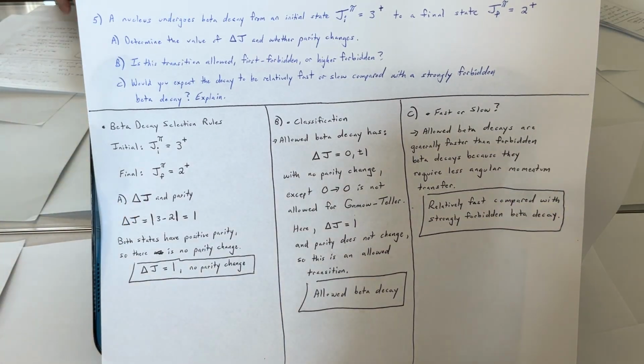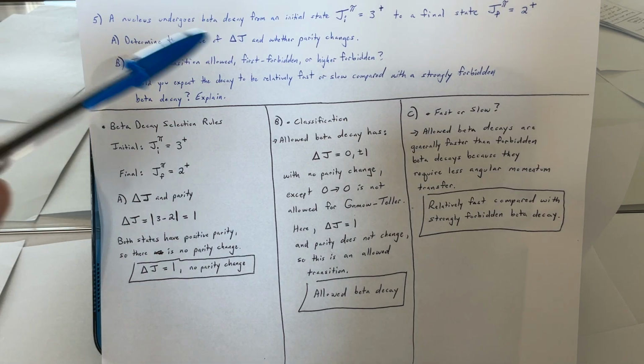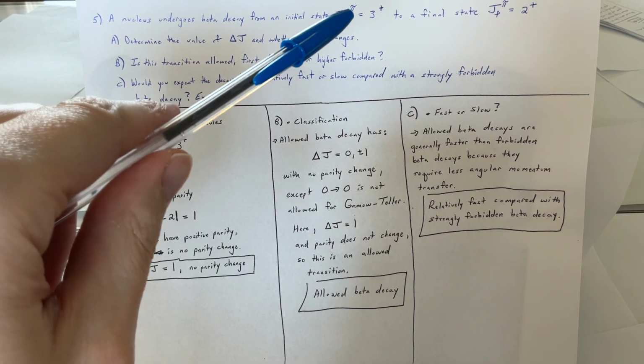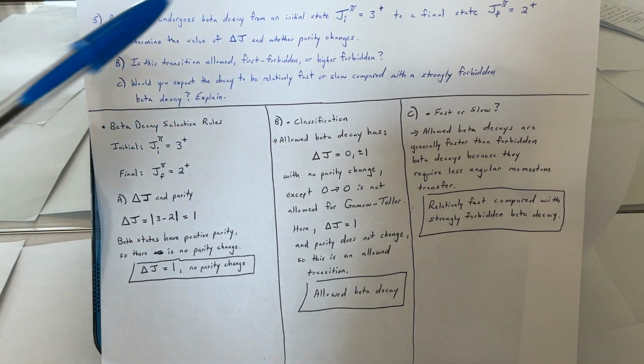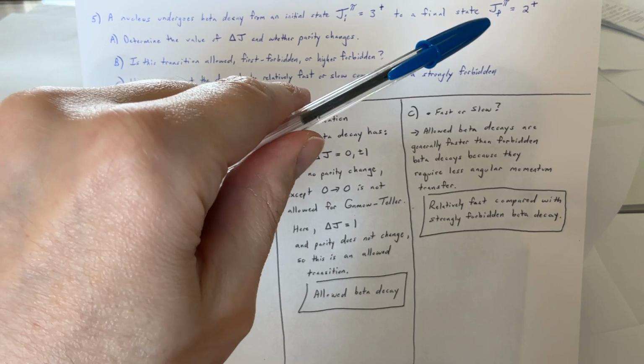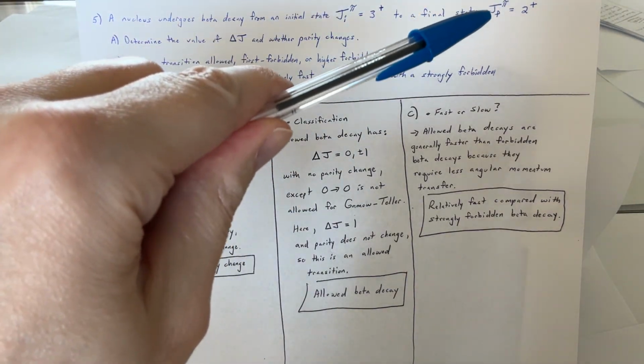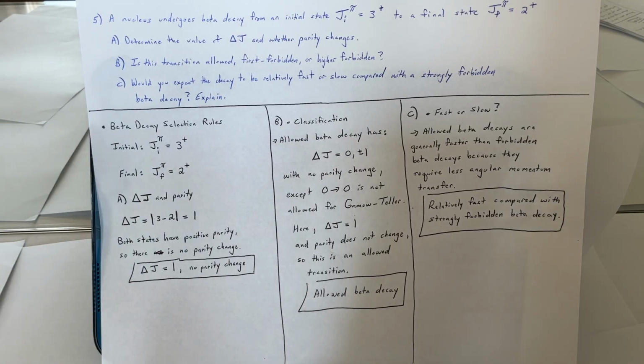Okay, so for number 5, we have a nucleus undergoing beta decay from an initial state, J sub I pi equals 3 plus, to a final state, J sub F pi equals 2 plus. Okay, that's J sub F pi equals 2 plus. Part A, determine the value of the change in J, delta J, and whether parity changes.